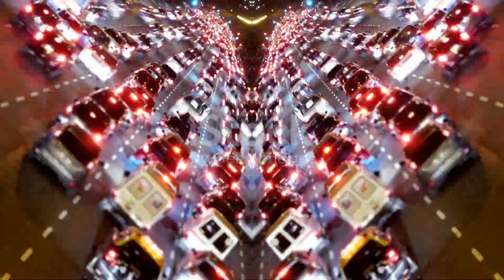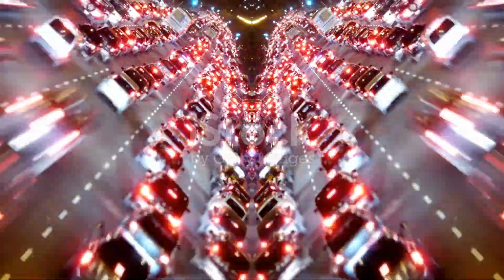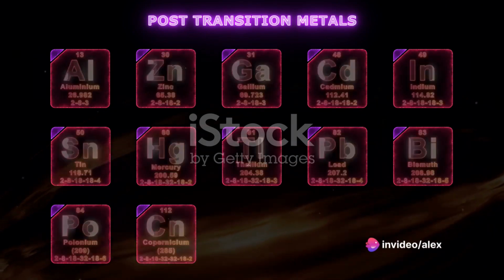First up, we have iron, or Fe, as it's known in the periodic table. This hardy element is the backbone of our modern world. It's in the cars we drive, the buildings we live and work in, and even in the hemoglobin that carries oxygen around our bodies.